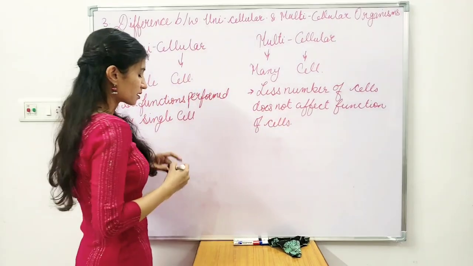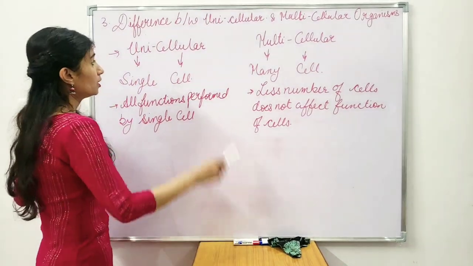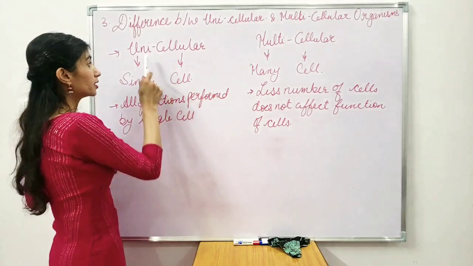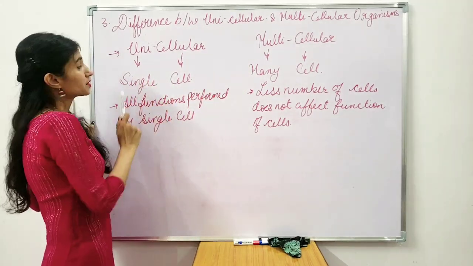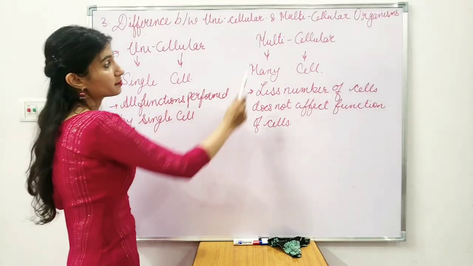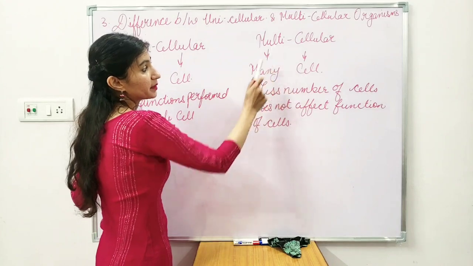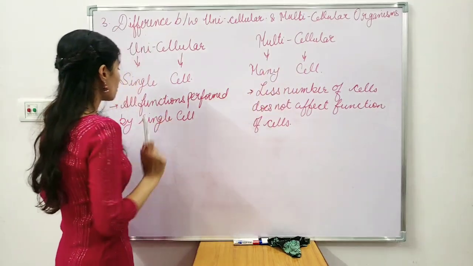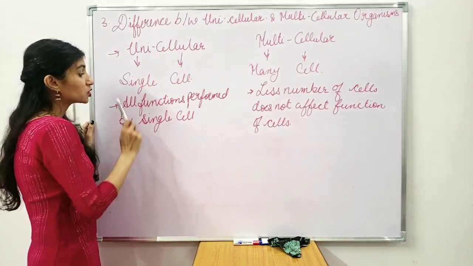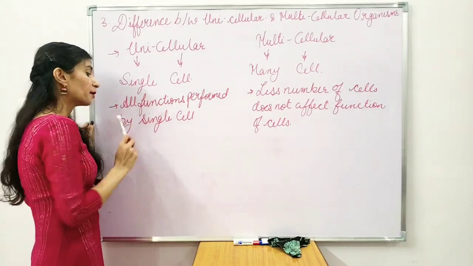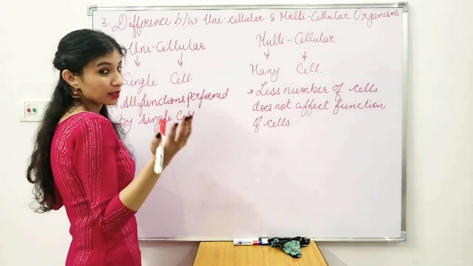So far what we have discussed in this whole topic is that there is a difference between unicellular and multicellular. We learned that uni means single, cellular means cells, which means those organisms that are made up of a single cell. Whereas multicellular organisms are those that have many cells. Multi means many, cellular means cell. Now, in the unicellular organisms, because it is made up of a single cell, all of its functions will be performed by the same cell. All of the functions. You can name any function.